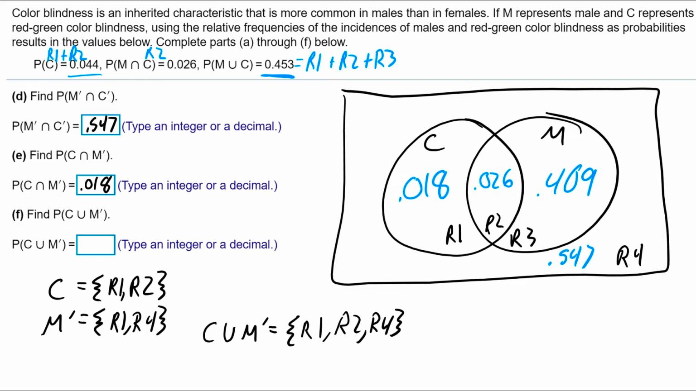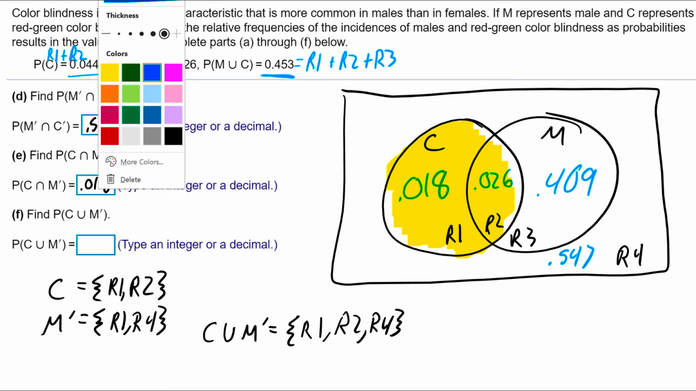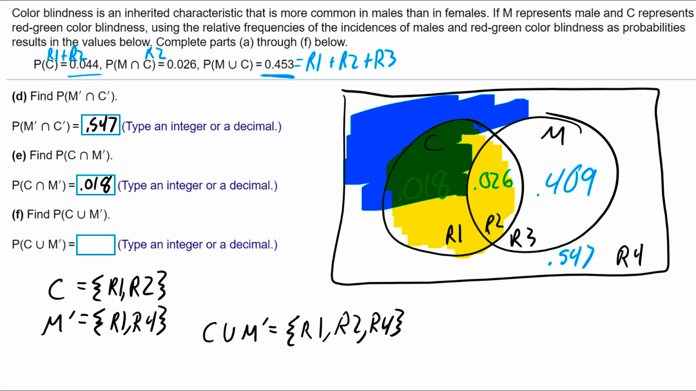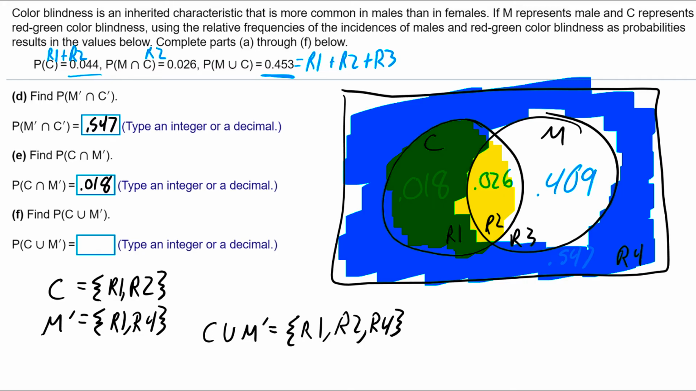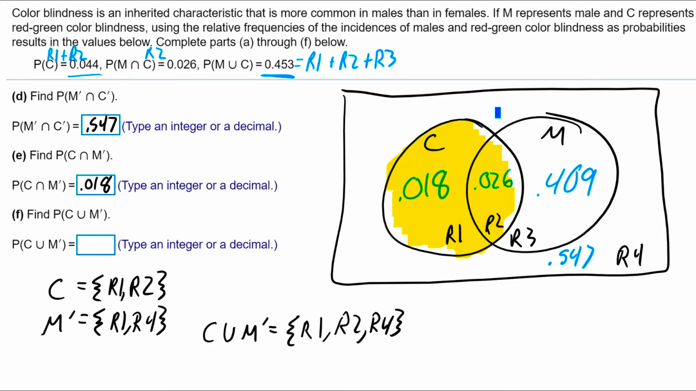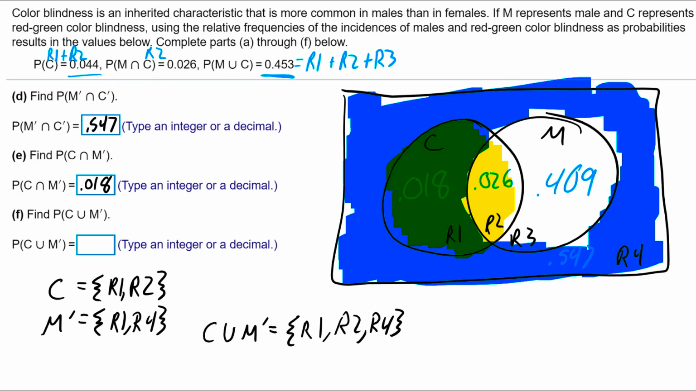So let's look at it. So M or C, let's start with C. It's regions 1 and 2. Union with M complement. So that's everything not in M. So now I'll shade everything not in M. So everything that I've shaded, whether it's yellow for C, or whether it's blue for M, or whether it's green for the part that's both, not in C and not in M, doesn't matter. All of those count, 1, 2, and 4. So we're going to add 0.018 plus 0.026 plus 0.547, and that's going to give us 0.591.